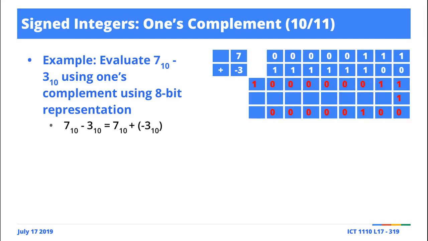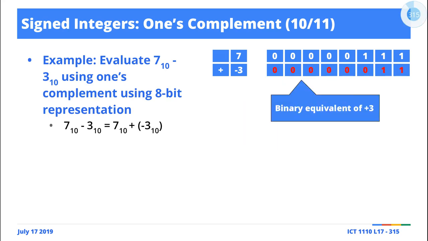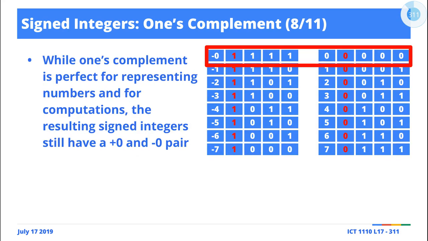So one's complement works perfectly for computations, which is a good thing. In fact, older machines used one's complement. But contemporary machines only started using two's complement because of the thing we've been obsessing on. We don't want this. We don't want to have a situation where we have two zeros. Why? There are huge implications of having two zeros.